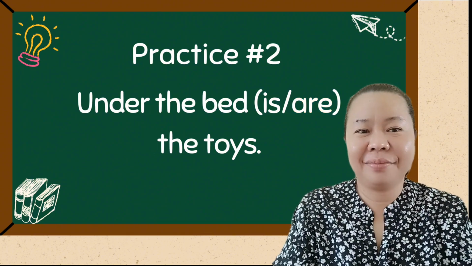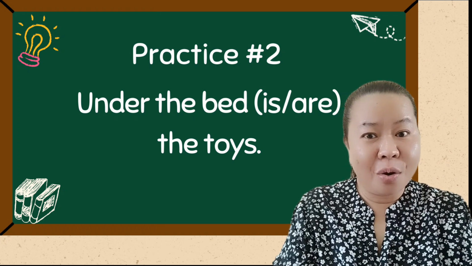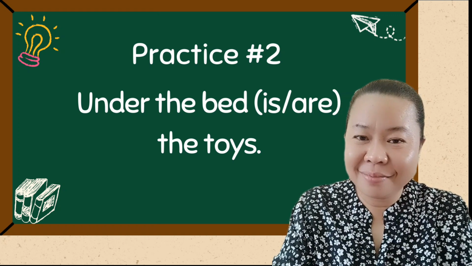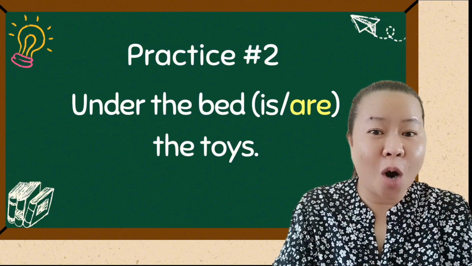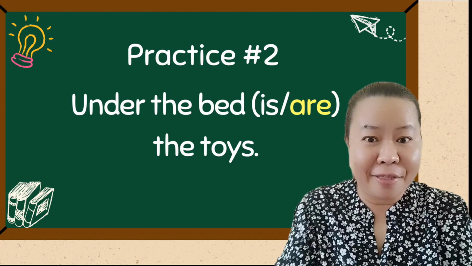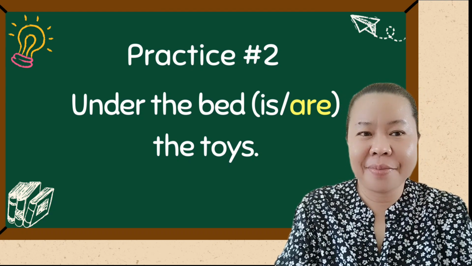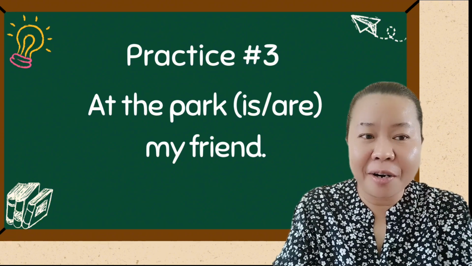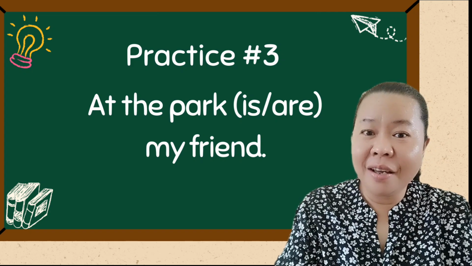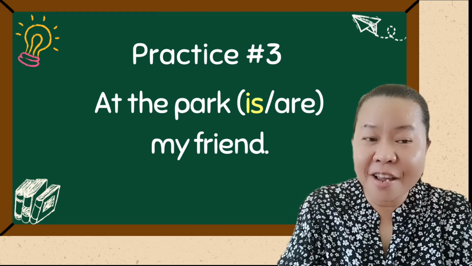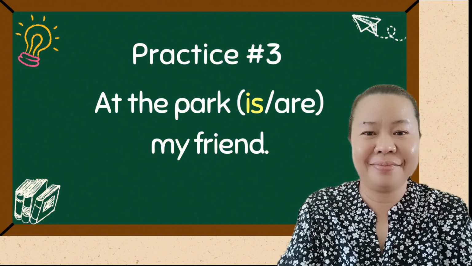Number 2. Under the bed are the toys. What is the correct verb? You are correct. It's are, because our subject toys is plural and therefore it needs a plural verb. Number 3. At the park is my friend. Do you know what's the correct verb? Yes, it's is. Friend is a singular subject and therefore it needs a singular verb.